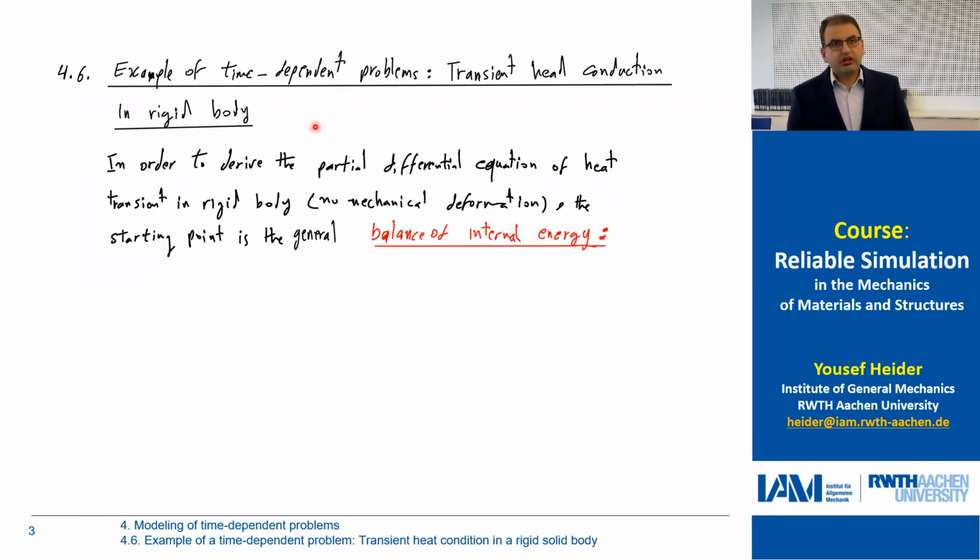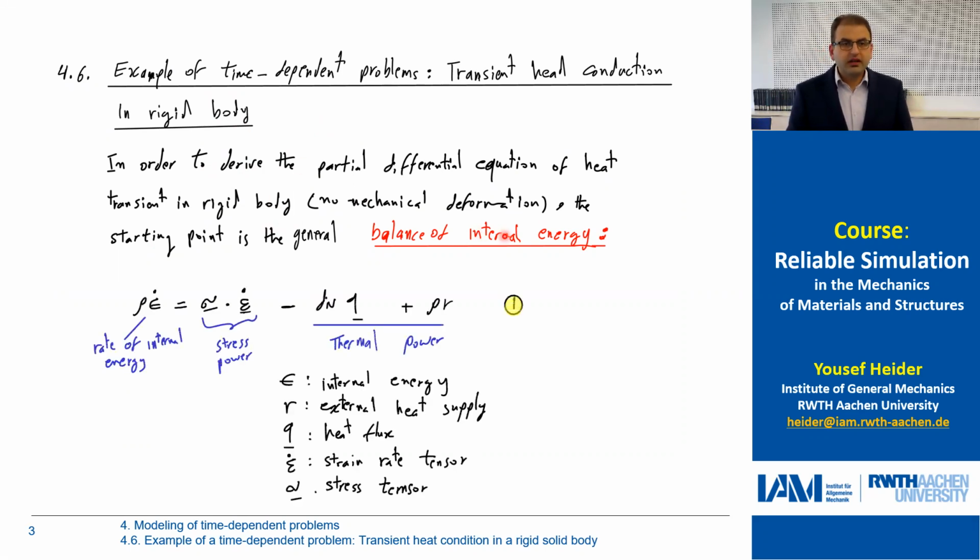So in order to derive the partial differential equation, or the balance equation, of heat transient in a rigid body, where rigid body means we have no deformations, we will start with the balance of internal energy. This can be given in this form. I introduced this in one of the first lectures. The balance of internal energy includes a thermal contribution and a mechanical contribution, and it is a rate equation.